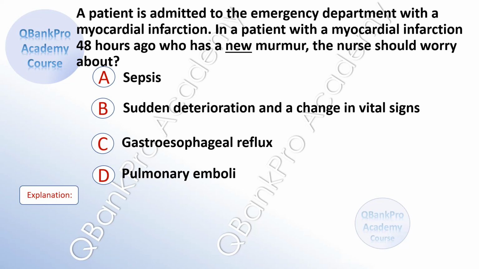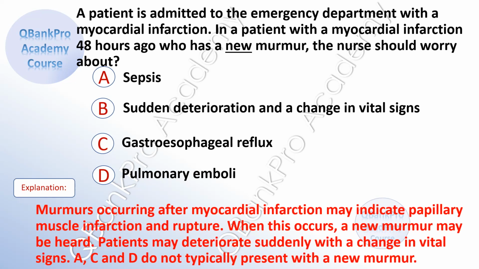A patient is admitted to the emergency department with a myocardial infarction. In a patient with myocardial infarction 48 hours ago who has a new murmur, the nurse should worry about A. Sepsis, B. Sudden deterioration and change in vital signs, C. Gastroesophageal reflux, D. Pulmonary edema. The correct answer is B. Sudden deterioration and a change in vital signs.